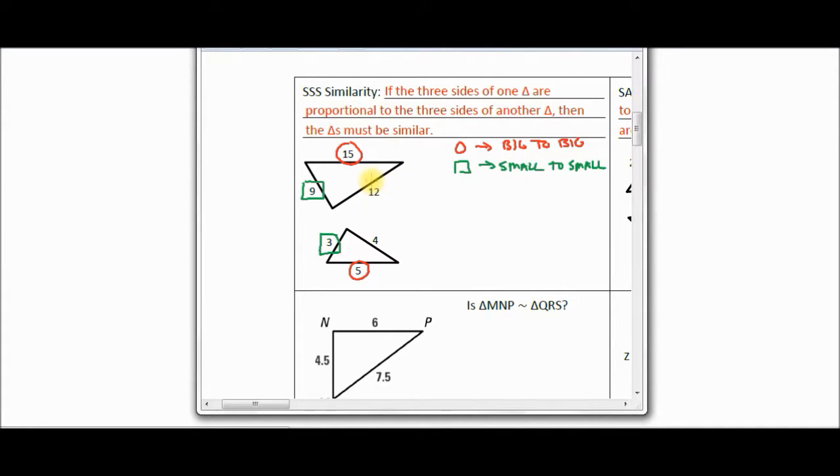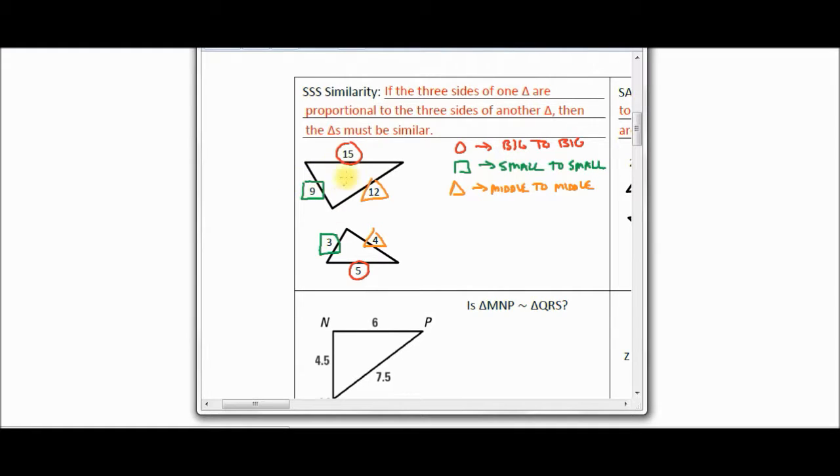And then you really don't have to label the medium side or the middle side, but if you want to do that, I put a triangle around the middle length. And on this one, the middle length is 4. I put a triangle around that. So you can use a triangle to match up middle to middle. When you use these shapes to match up the largest side, smallest side, and the middle side, it makes writing your proportions so much easier.